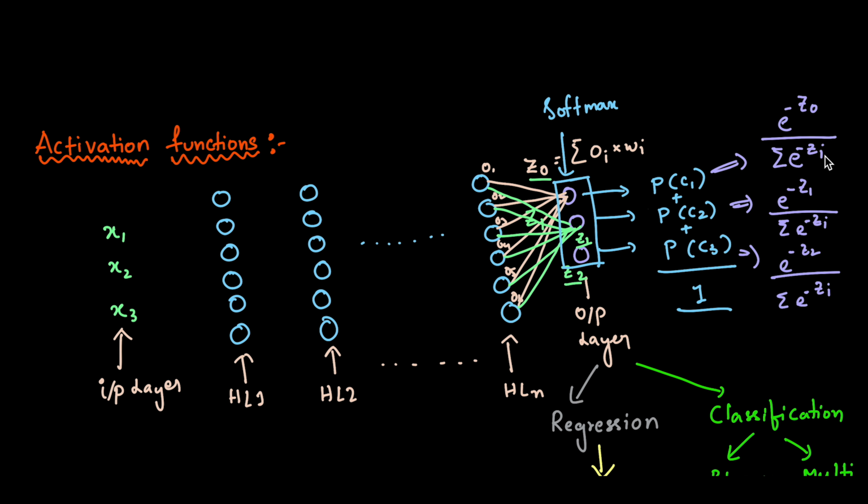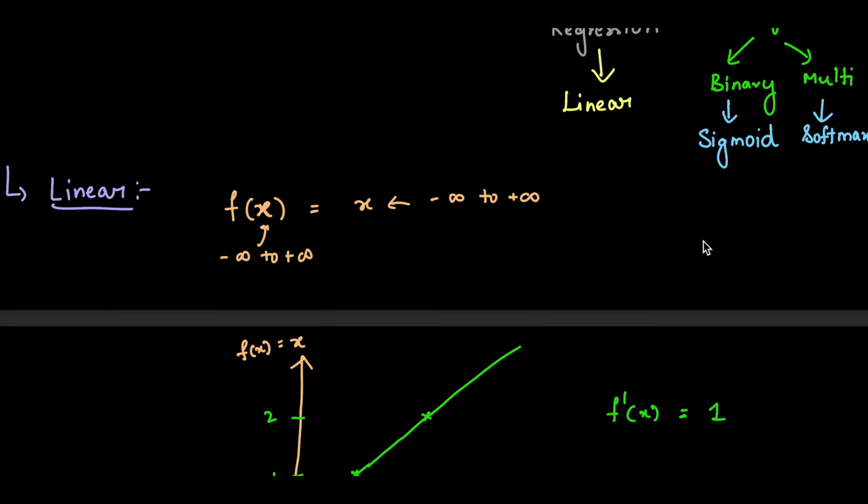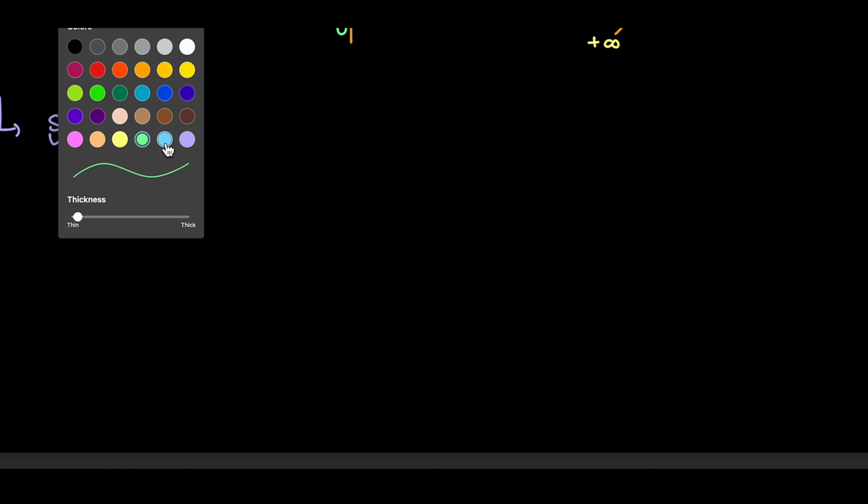Like this, the softmax activation function will work. It will consider all of these and calculate the probability score for each of the classes. Okay, so I hope this softmax is clear for everyone. And after softmax, we have discussed these 3 briefly in the previous videos also.